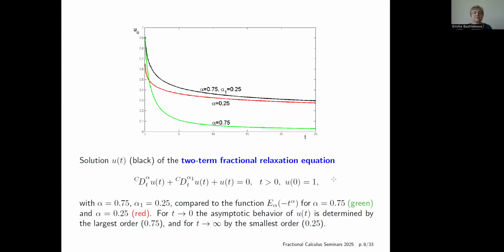And a first attempt at generalization is when we consider a two-term fractional relaxation equation, and here we give the plots of the solution compared to the plots of the corresponding one-term equations, and see that for small times the largest order is determining the behavior, and for large times the smallest order, and this is behavior observed in later works.